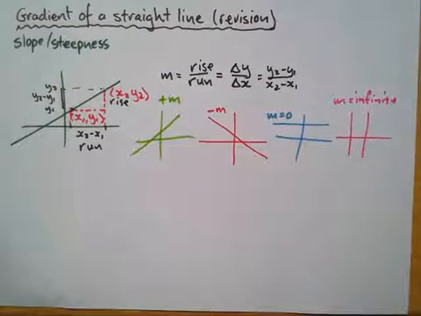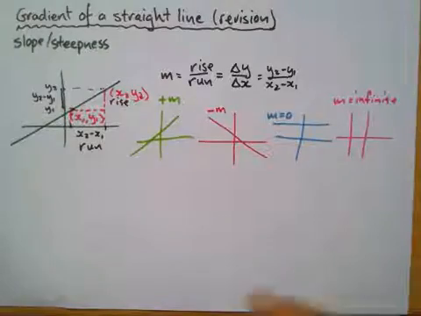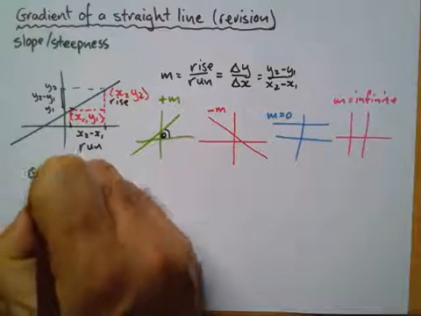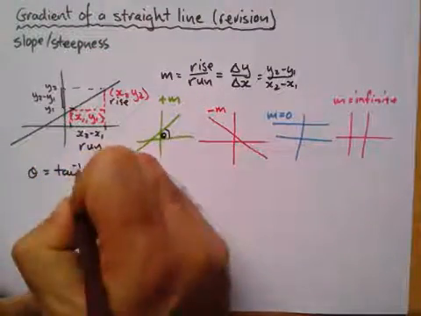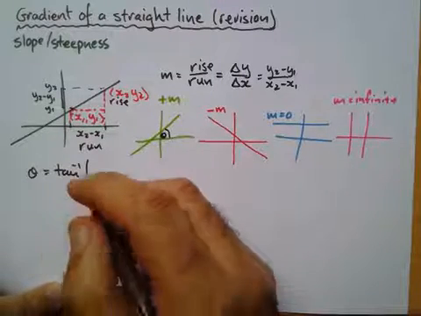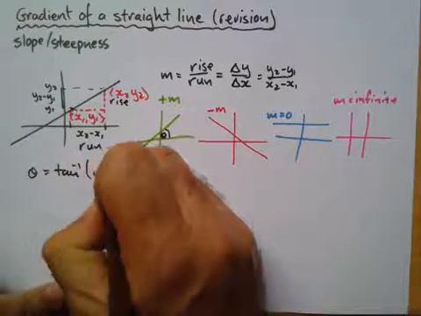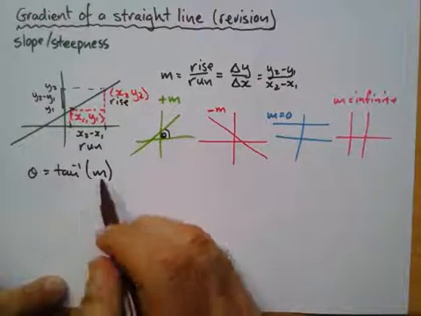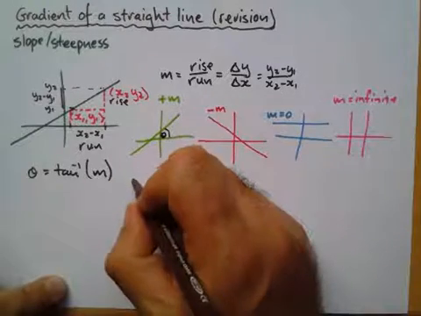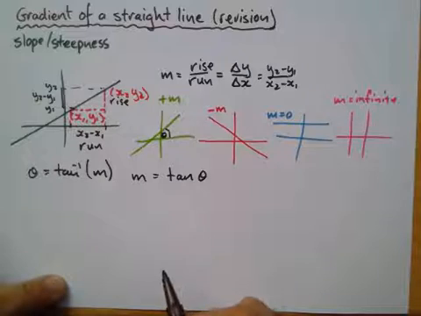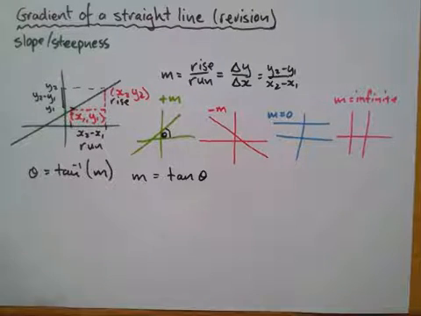The only other thing that you might want to consider is that the angle that we make, this theta, equals the arctan of my gradient. So theta is the arctan of the gradient, or we can say that the gradient is also the tan of theta. And that is all that you have to remember about the gradient of a straight line.